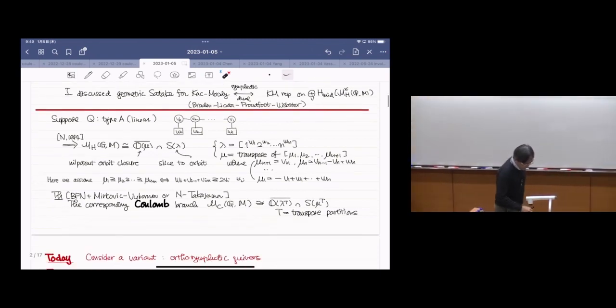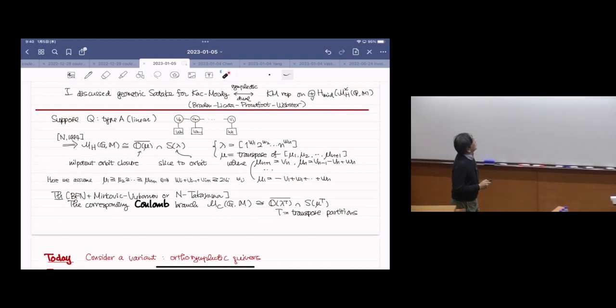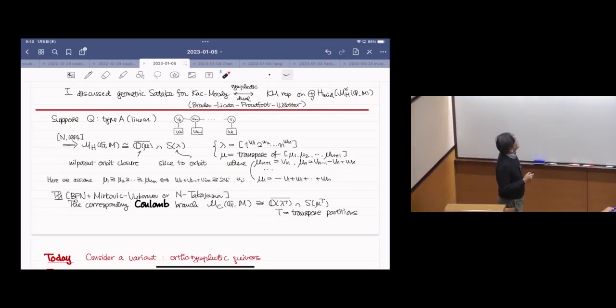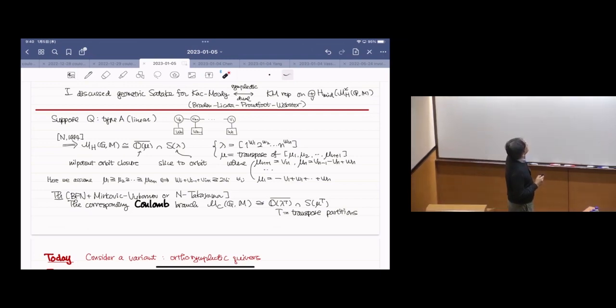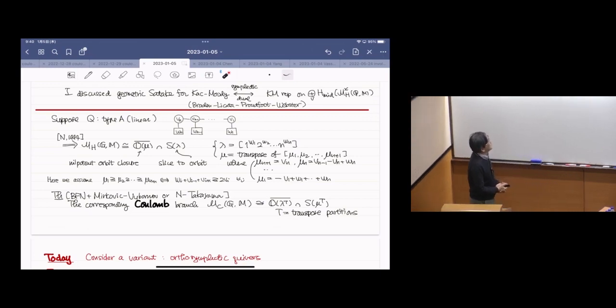And for the Coulomb branch, we already know that, again, I take the same G and M. Then the Coulomb branch is a similar variety, but you replace the two partitions mu and lambda by their transposes. Because lambda must be contained in the closure of mu, you have the dominance relation between mu and lambda. Lambda is smaller than mu, but if you take the transpose, the order is opposite. So lambda appears in here, and mu appears in here after taking the transpose.